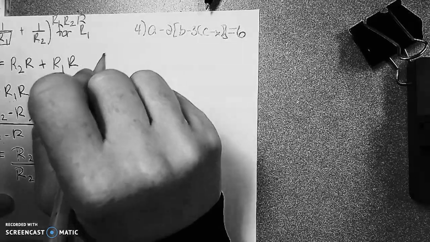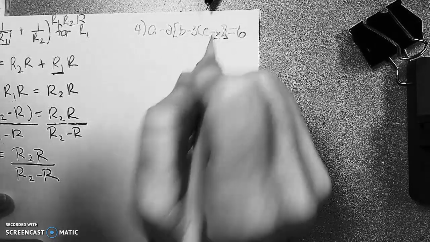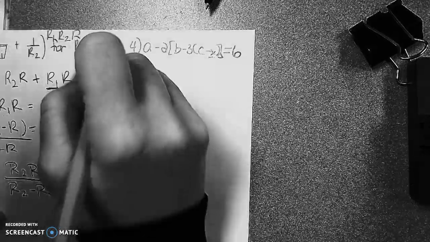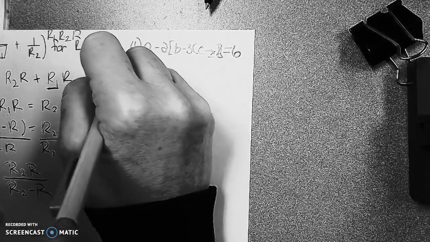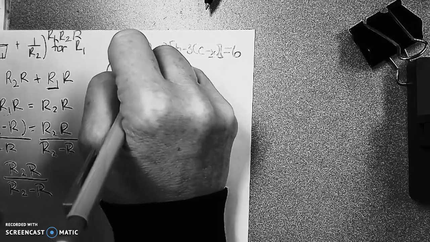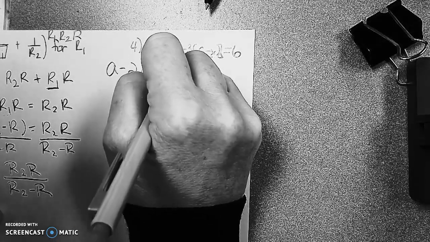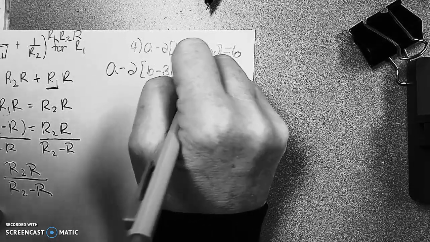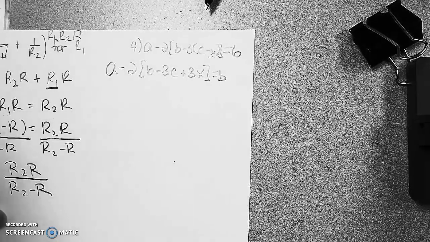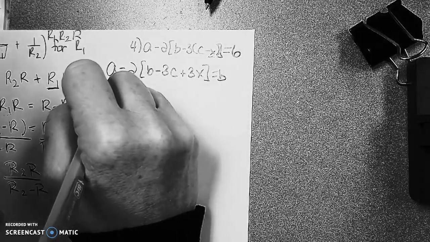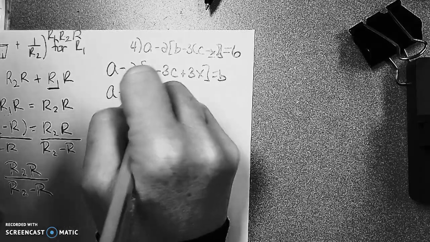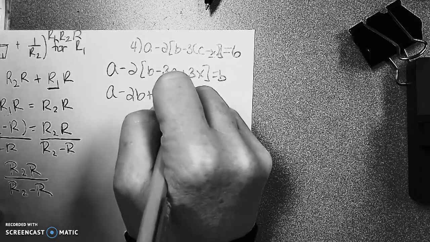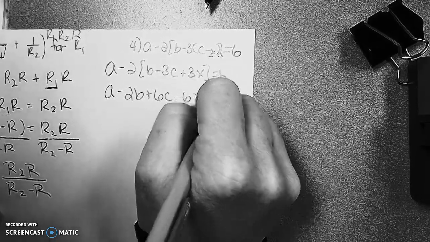All right, let's look at number 2. So number 2, I'm trying to get x by itself. So I have a whole lot of simplifying I need to do here. I'm going to go ahead and first distribute the 3. So 3c plus 3x. Then I'm going to go ahead and distribute the negative 2. So negative 2b plus 6c minus 6x equals b.